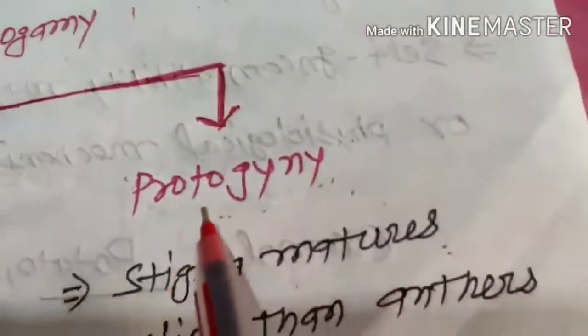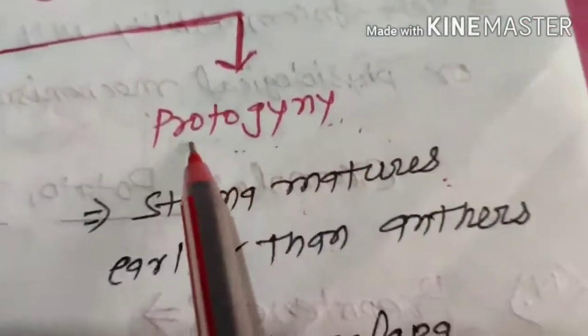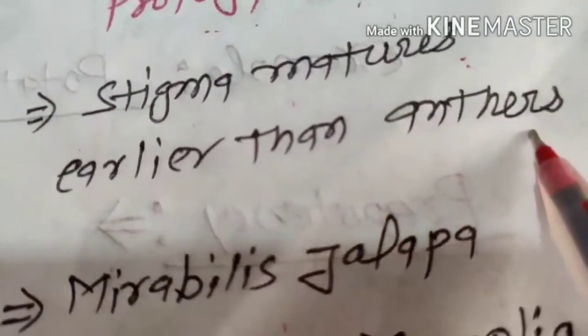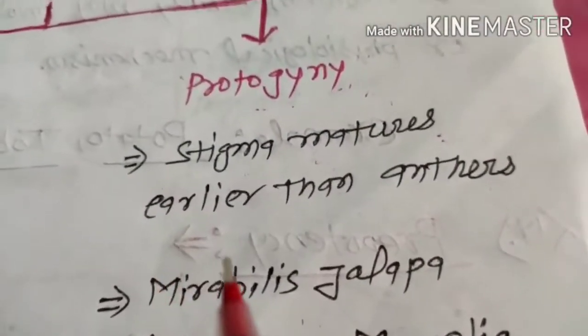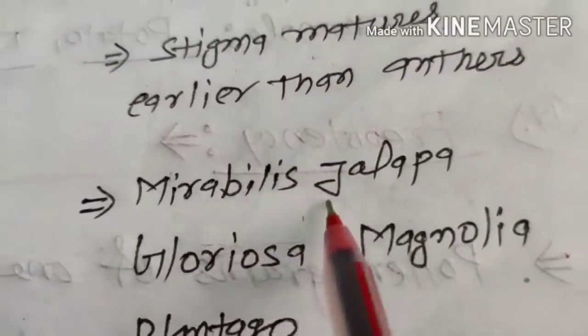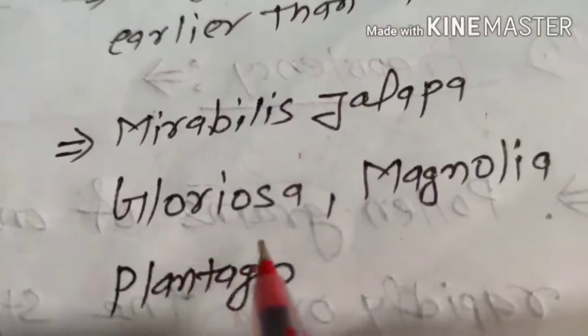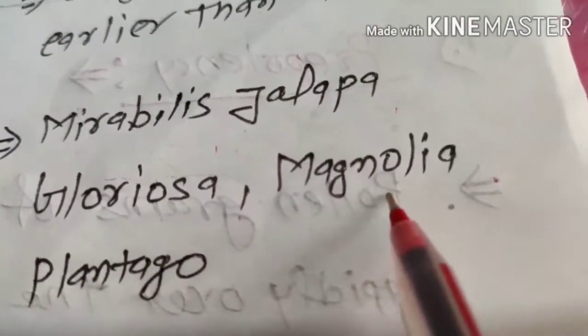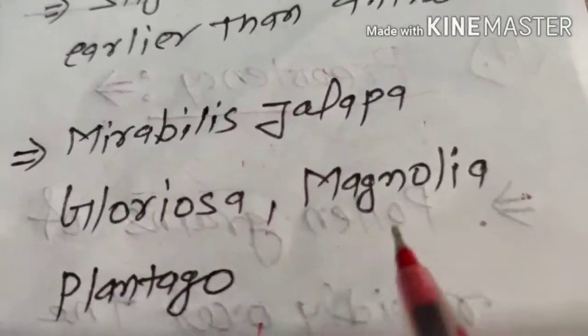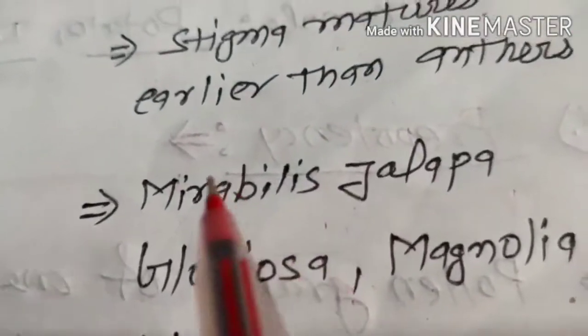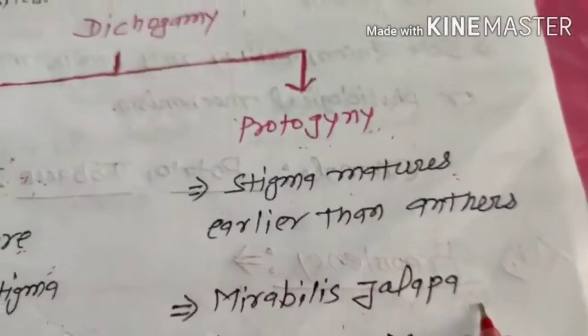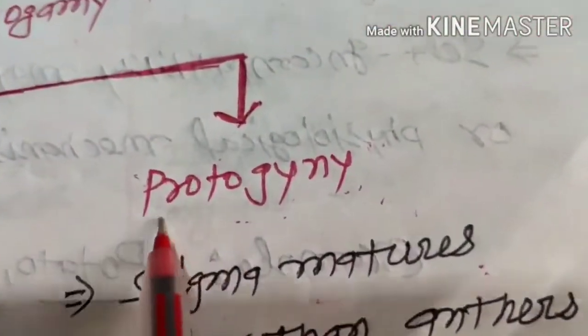Now in the case of protogyny, stigma matures earlier than anthers, and examples of protogyny are Mirabilis jalapa, Gloriosa, Magnolia, and plantago. Now we again see protogyny.